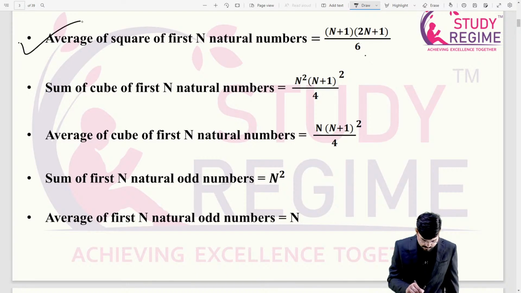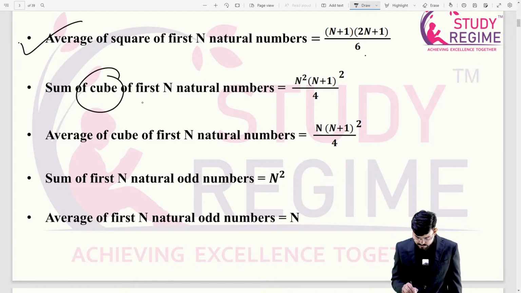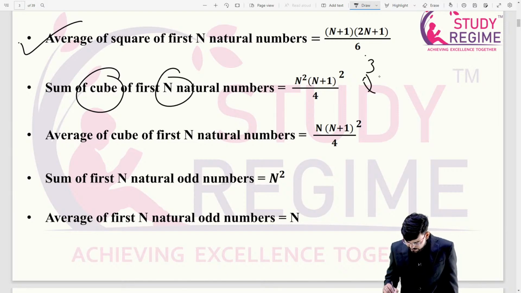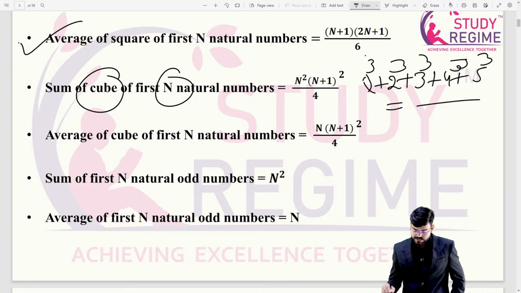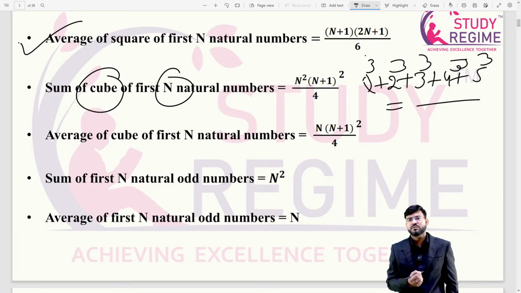So we completed this one. Now the third one is the sum of the cubes of the first n natural numbers. Now this will be a series like this: 1 cube plus 2 cube plus 3 cube plus 4 cube plus 5 cube and so on. If you come across this type of series, you will write the formula for the sum of the cubes of the first n natural numbers: [n(n plus 1)] whole square by 4.